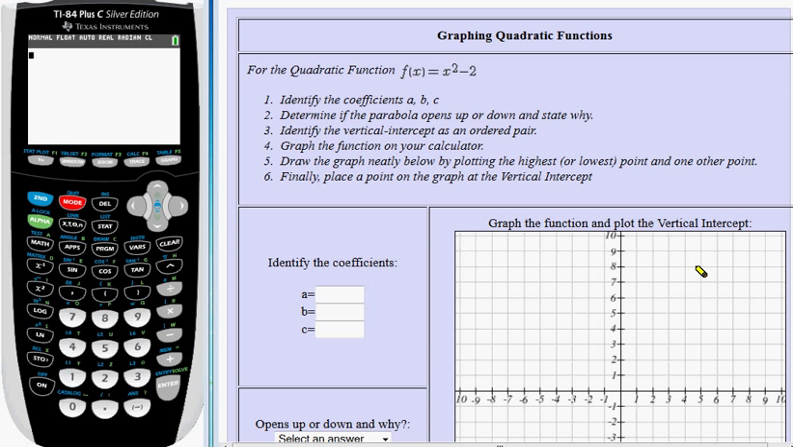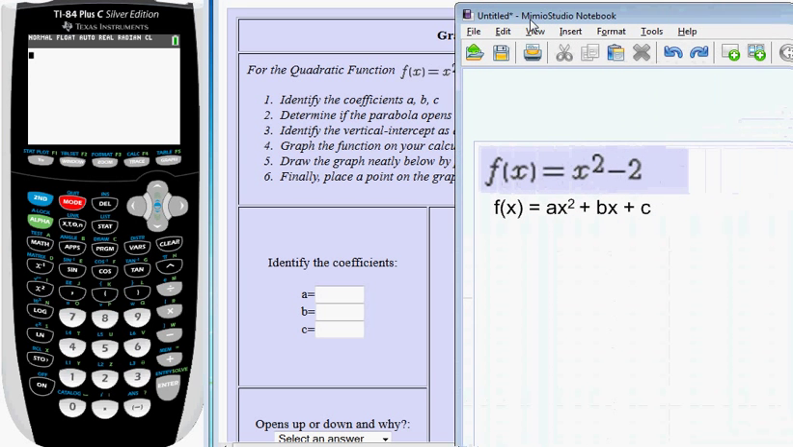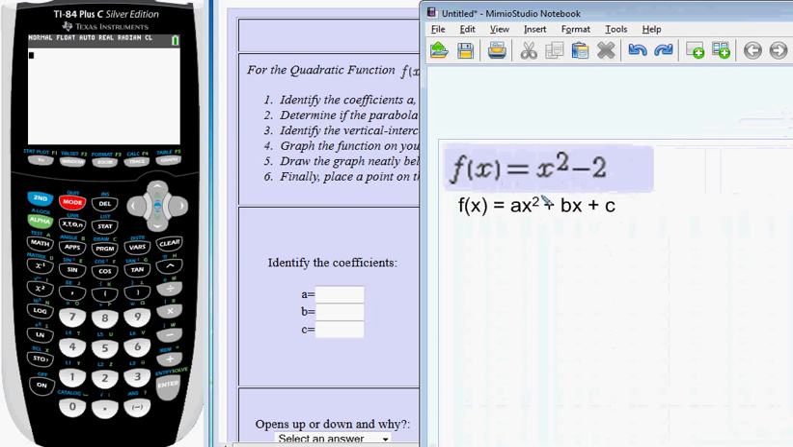In this problem, we're given a quadratic function and we're asked to answer 6 questions. The first question is to identify the coefficients of a, b, and c. To do this, you must know that a, b, and c are the coefficients on each term of the quadratic. For example, in our case, a is 1 because a is defined to be the coefficient on the x squared term. Since there's no number written here, it's assumed to be 1.